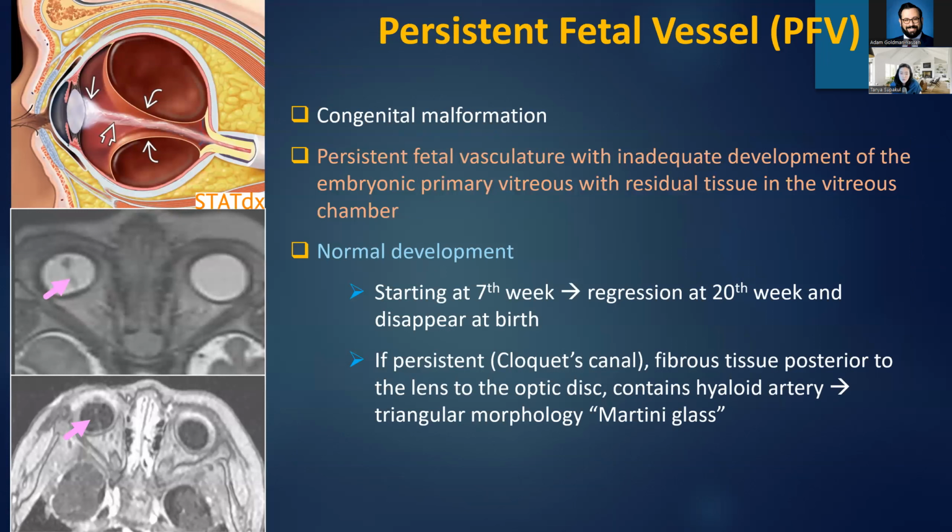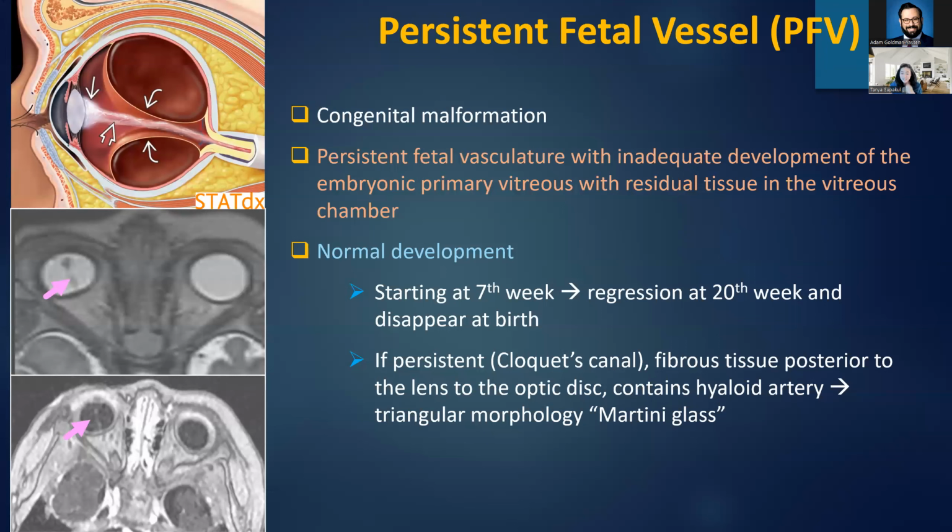So let's talk about the normal development. Normally the development starts at gestational age 7 weeks, usually regresses at 20 weeks, and disappears at birth. If the vessel persists, we call it the hyaloid artery, which runs within the Cloquet canal, and forms fibrous tissue posterior to the lens and extending to the optic disc. And this is more like a board exam question.